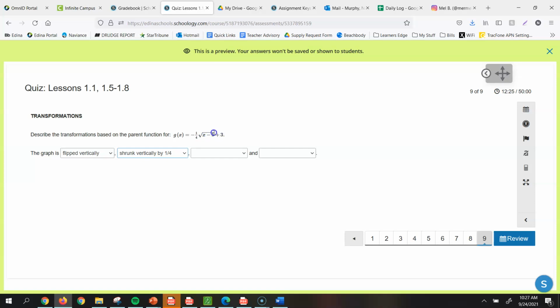So speaking of inside the parent function, this x minus 5 means that it's going to go horizontally, and it's going to be the opposite, so it's going to move to the right 5 units. And lastly, that plus 3 is again happening outside the parent function, so that's going to affect the graph vertically. So it's going to go up 3 units.